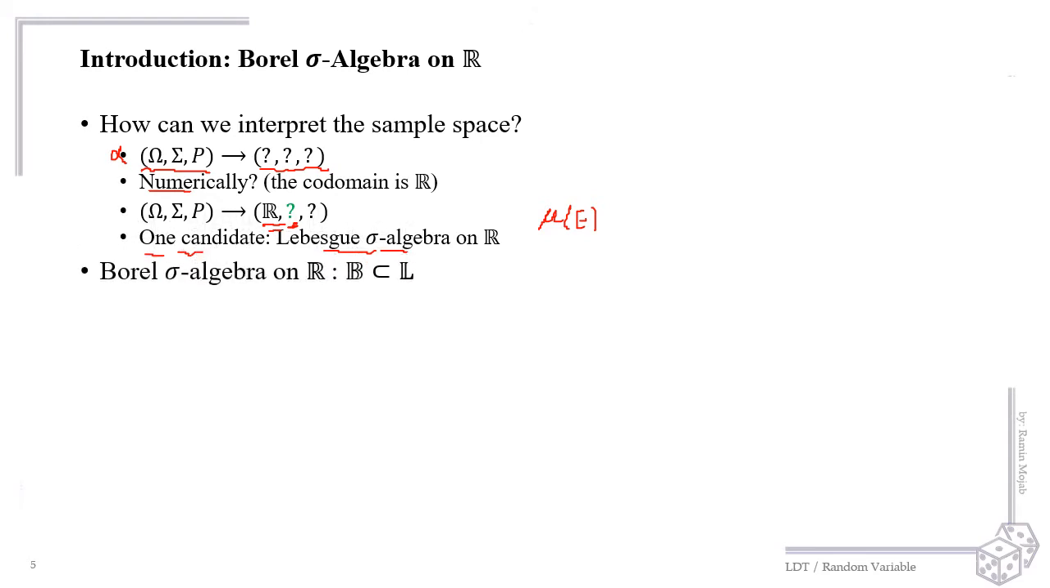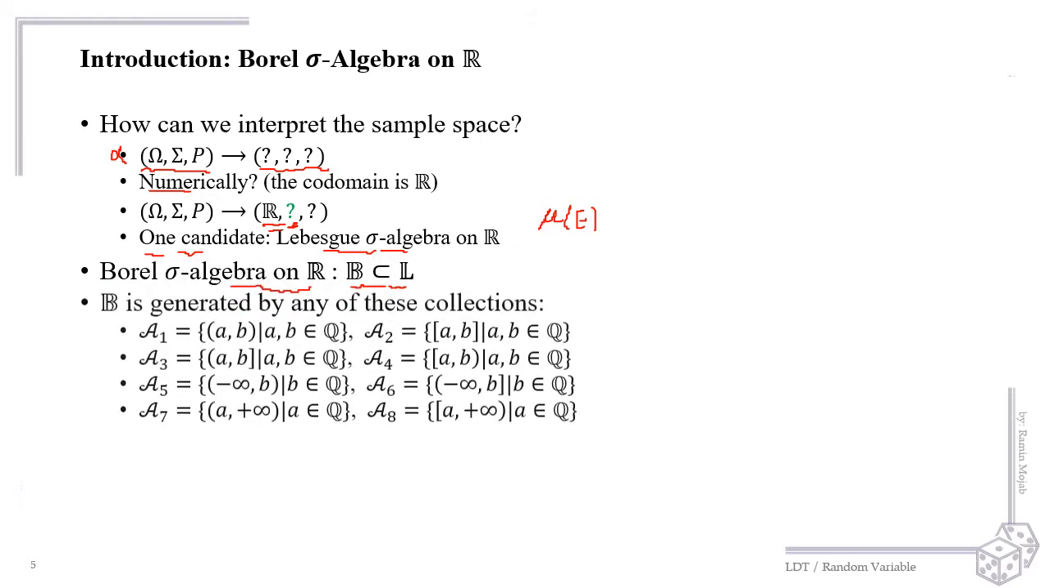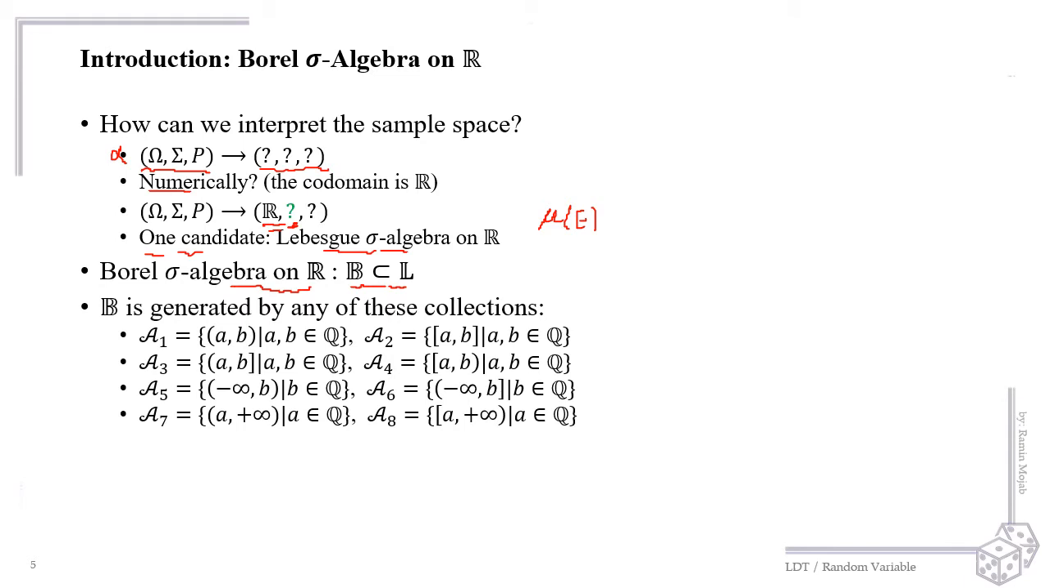Instead, we use a subset of Lebesgue sigma algebra, which is known as the Borel sigma algebra on R. We talked about it before. Borel sigma algebra on R is generated by any of these collections, the set of all open intervals in which the bounds are rational numbers, or the set of all closed intervals, and so on. For example, the set of all open intervals from a rational number to positive infinity.